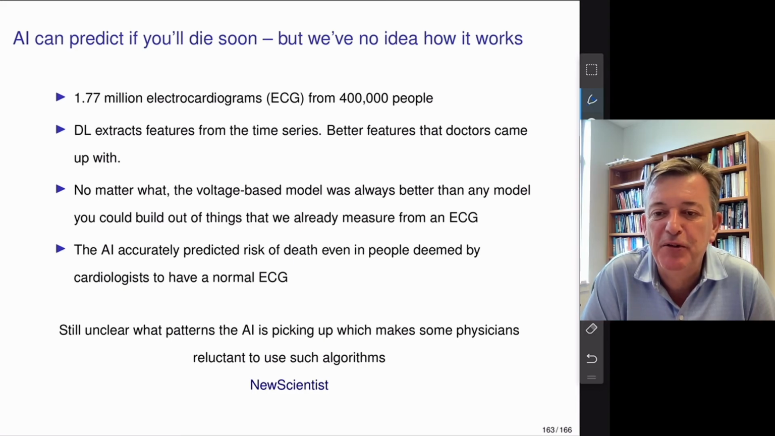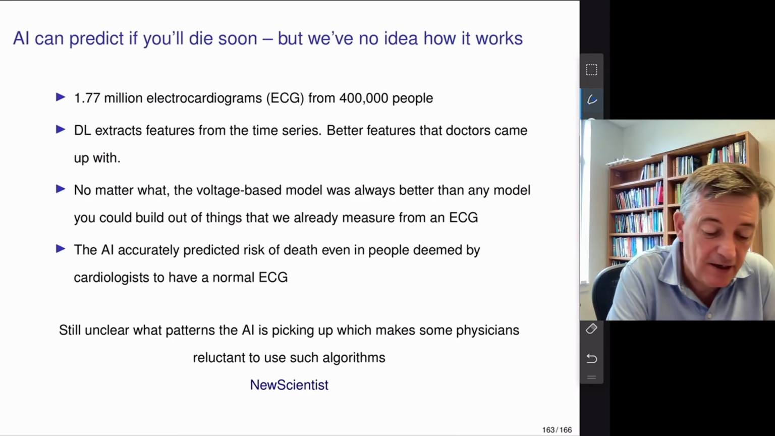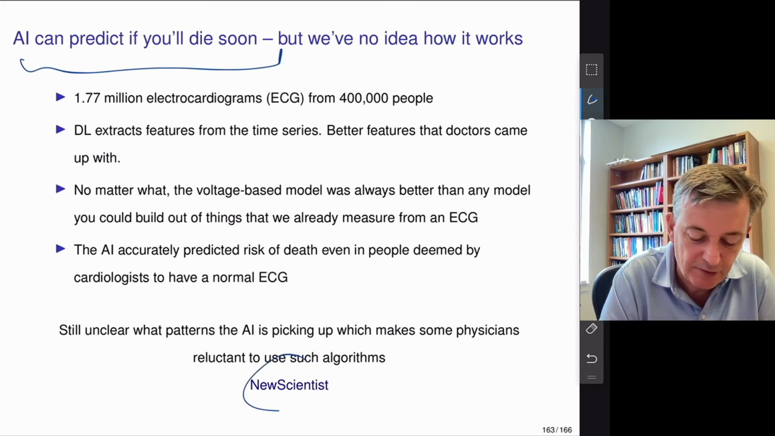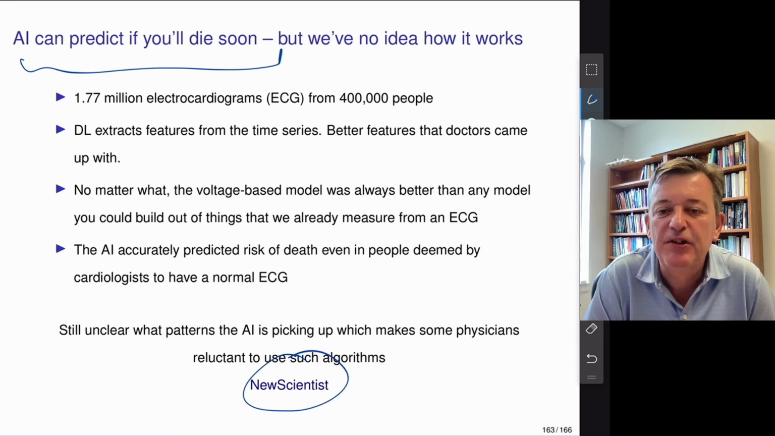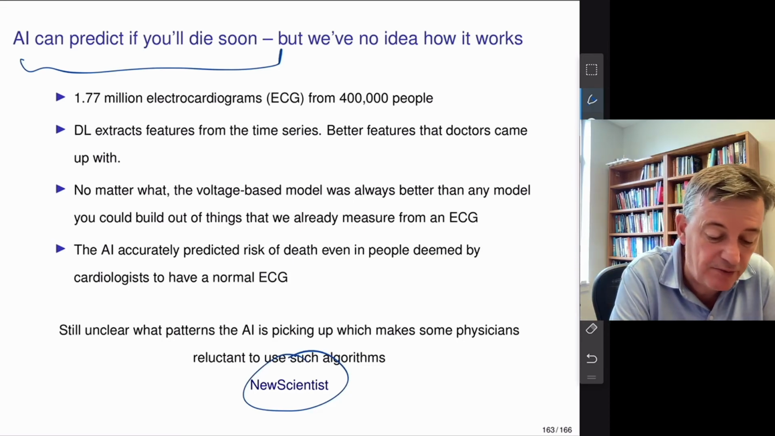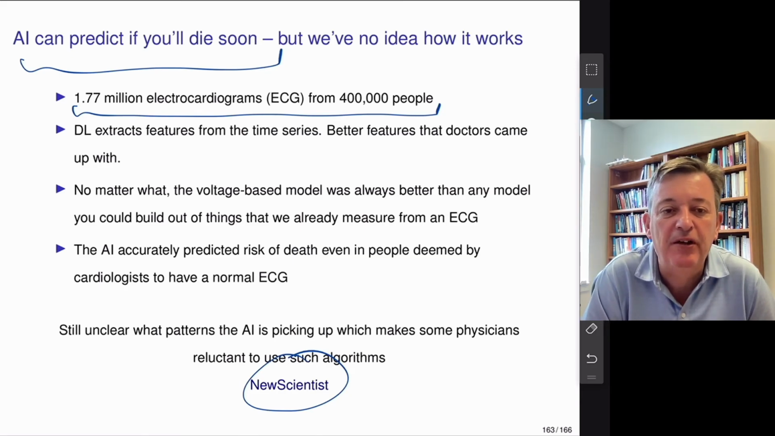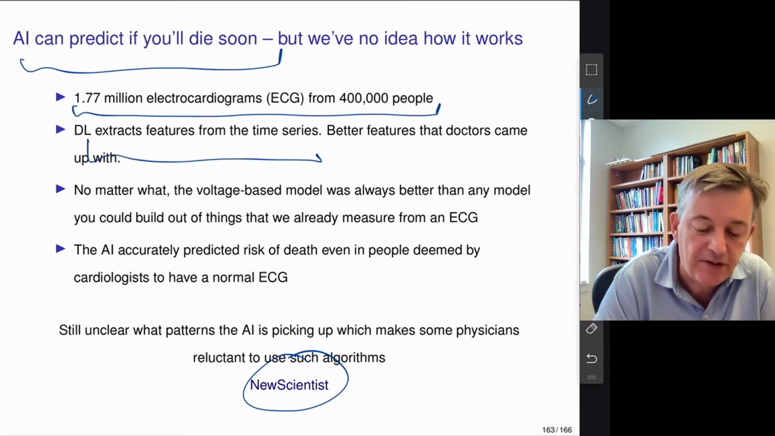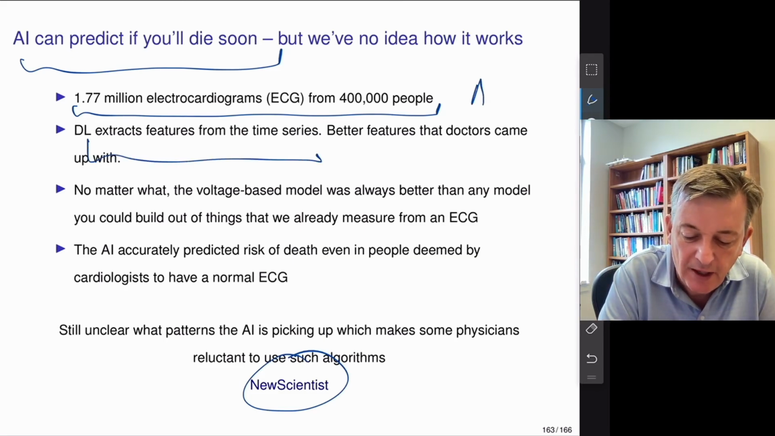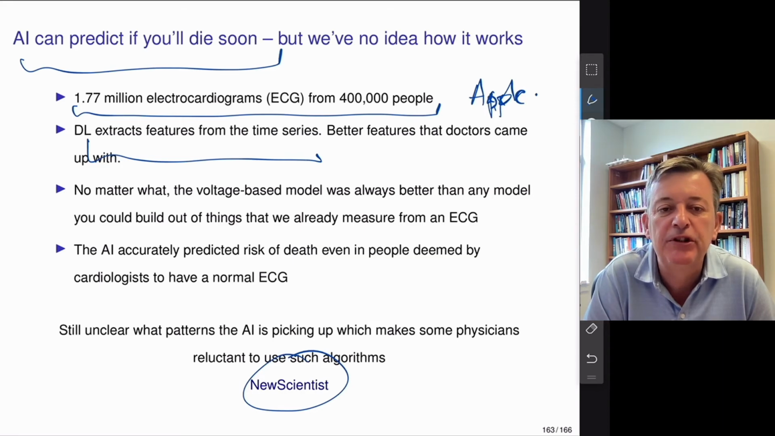I never like to end on too much of a sour note, but the healthcare analytics we already talked quite a bit about. Google Verily, still a very interesting area. So I've got a rather shocking title from an English magazine, New Scientist, where they took a big data set of basically 2 million electrocardiograms from 400,000 people, a whole bunch of time series data, and you could see that Apple could easily do this with their iWatch. It extracts features from the time series, and better features at identifying things than doctors can come up with.